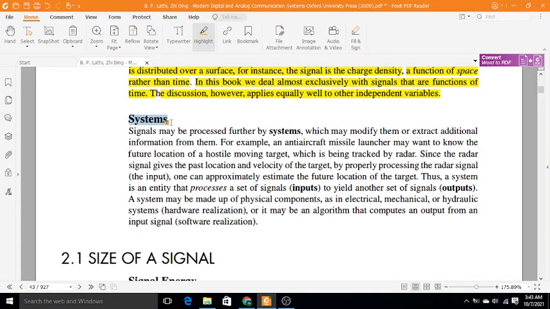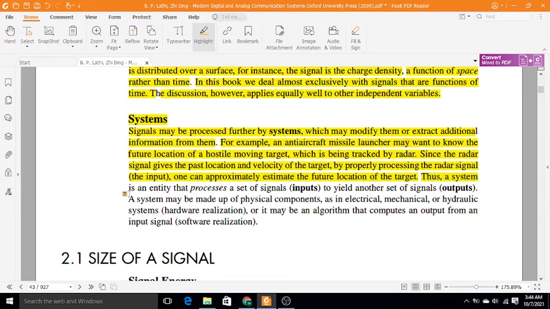Systems. Signals may be processed further by systems, which may modify them or extract additional information from them. For example, an anti-aircraft missile launcher may want to know the future location of a hostile moving target, which is being tracked by radar. Since the radar signal gives the past location and velocity of the target, by properly processing the radar signal, the input, one can approximately estimate the future location of the target.